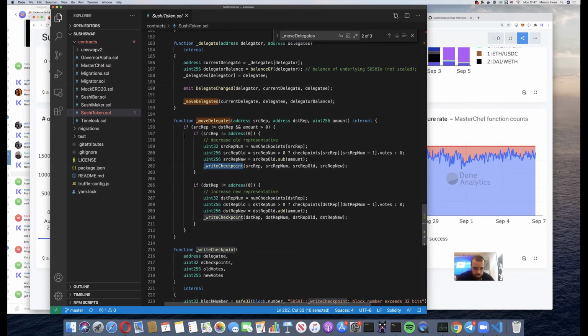So when you move delegates, you don't change the balance, but you're changing the checkpoints, which is the effective balance for voting for a given contract, for a given address.